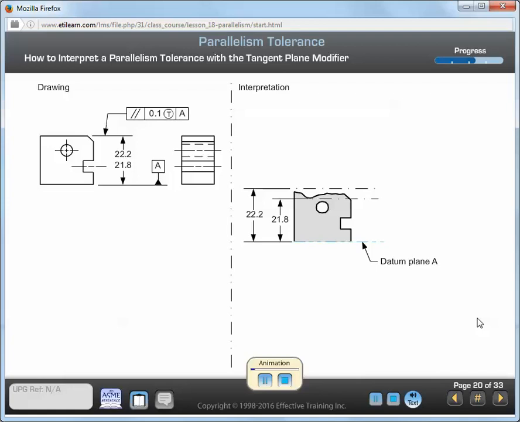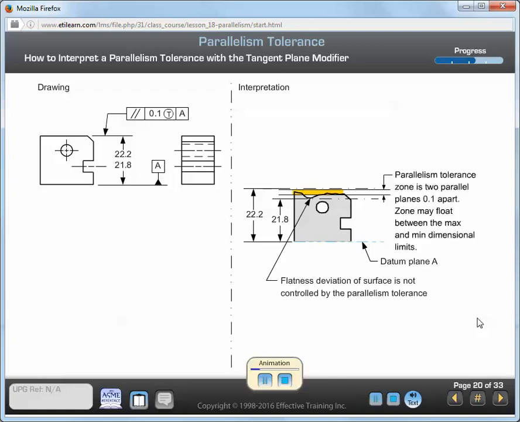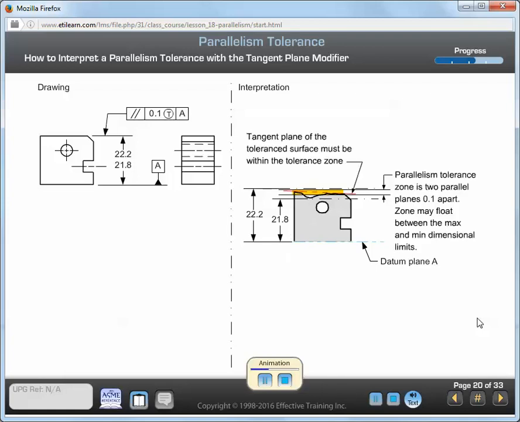The drawing on the left shows a parallelism tolerance with a tangent plane modifier applied to a planar surface. The use of the tangent plane modifier indicates that the tolerance zone applies to a plane that is tangent to the high points of the surface. Since the parallelism tolerance only applies to the high points of the surface, the flatness of the surface is not controlled. The interpretation of the parallelism tolerance is shown on the right.